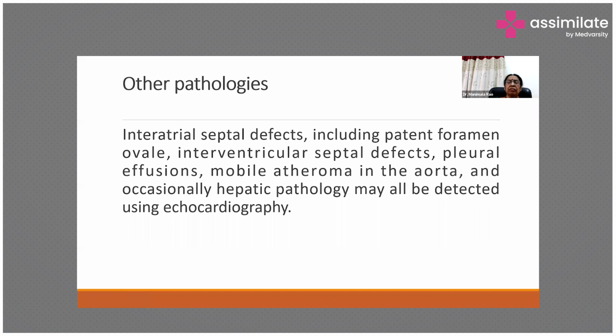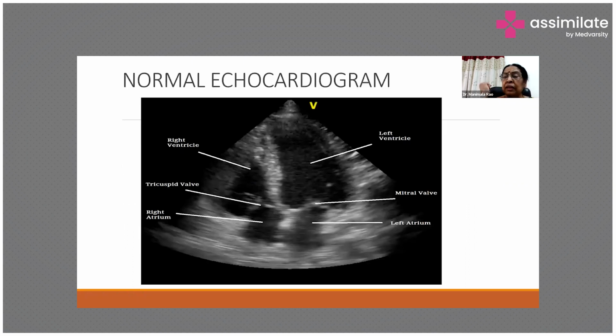So you can have other ventricular pathologies. Sometimes we see interatrial defects. Suddenly there is an embolus which goes between the atria. So these are a persistent foramen ovale, particularly in young small children. There can be septal defects which were not diagnosed earlier sometimes. Then some mobile atheromas which may be there in the aorta. Then hepatic pathology may also be seen when you look in the lower part. So these are all things which you can look at when you are having the echo, which you use in the ICU. Of course, in the emergency they use it.